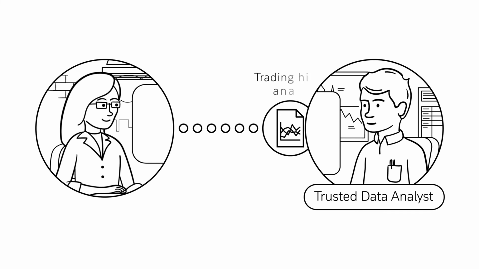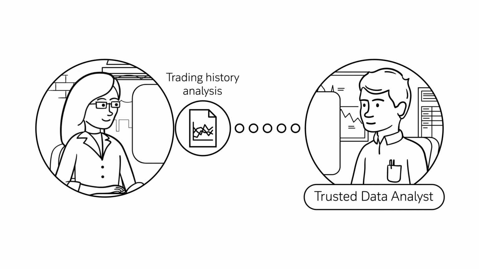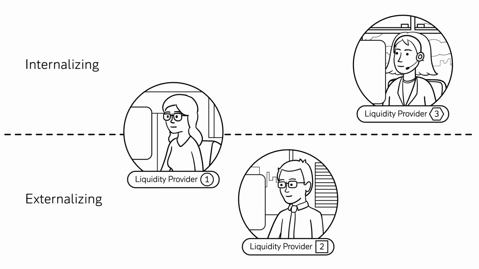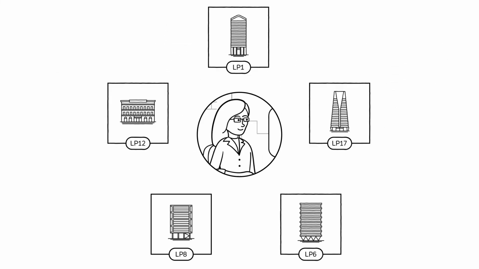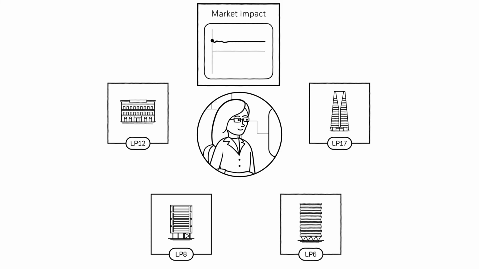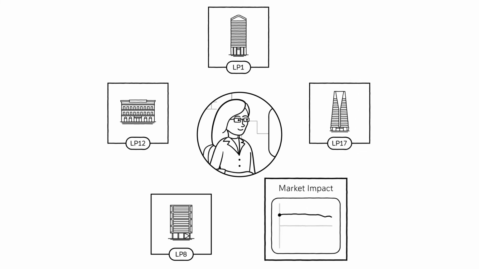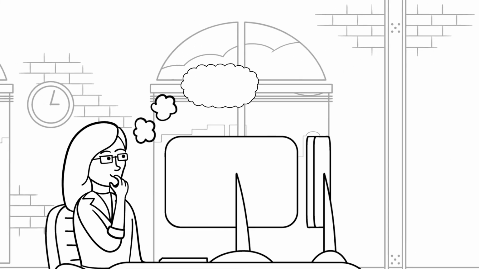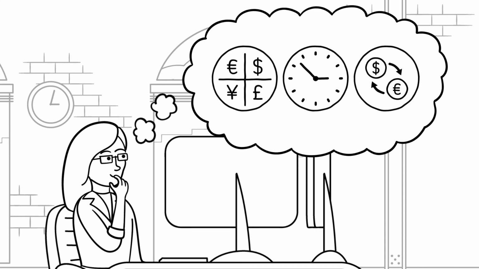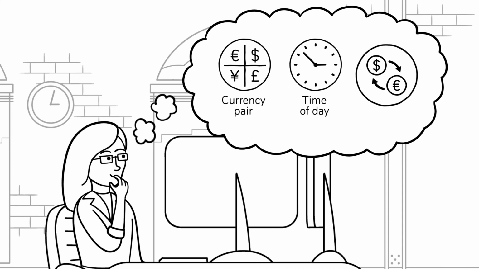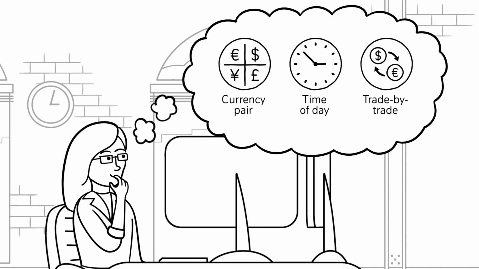Lucy is now armed with the valuable insights she obtained from her trusted data analyst. However, LP's levels of internalization can vary over time. It is therefore crucial Lucy actively monitors her liquidity pool to ensure LP's market impacts are balanced and all-in execution costs are controlled. Identifying more aggressive hedging is challenging and time-consuming, as conditions may vary by factors such as currency pair, time of day, and even on a trade-by-trade basis.